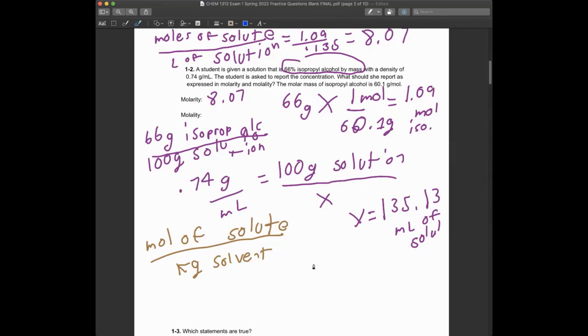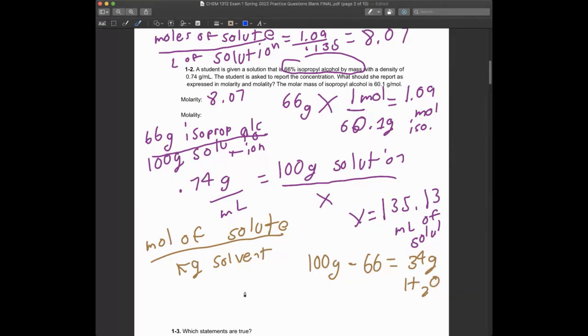Let's find grams of solvent first before we do any conversions. We know we have 100 grams of solution, and we also know we have 66 grams of the solute. Subtracting those two should give you the solvent, like the grams of solution equals grams of solute plus grams of solvent formula we talked about earlier. When we do this subtraction, we get 34 grams of water, which is our solvent.